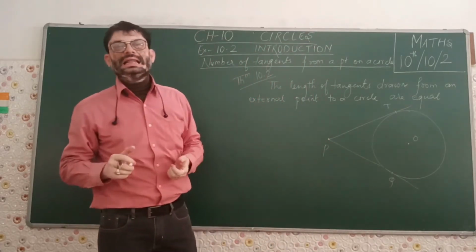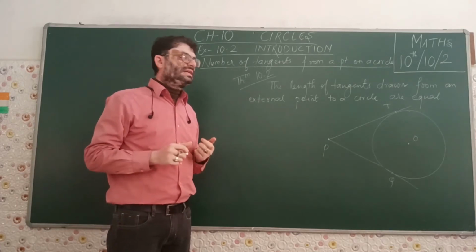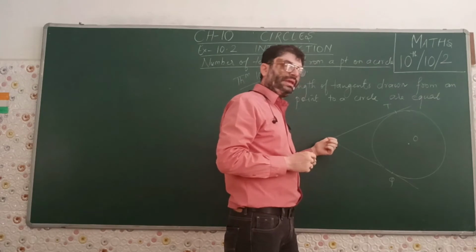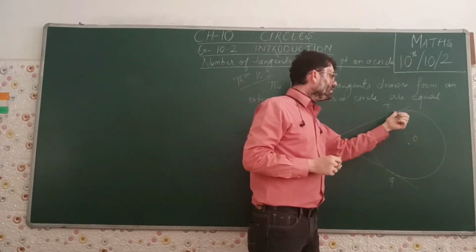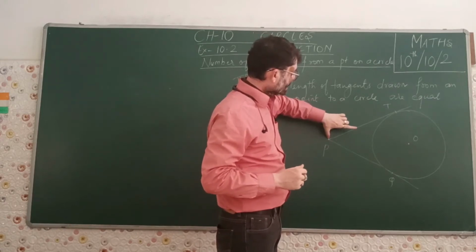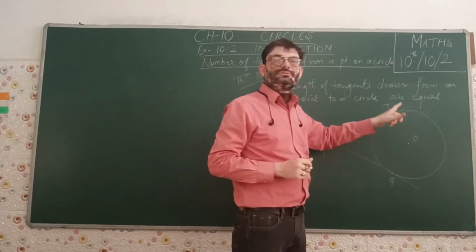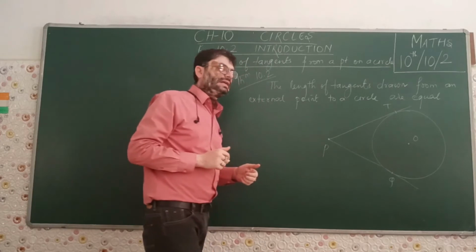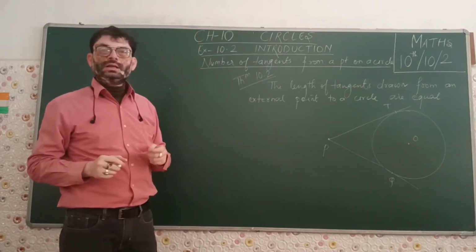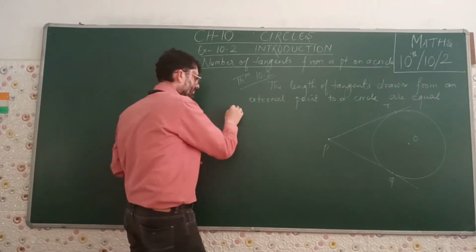What do you mean by the length of the tangent? The length of the tangent is the distance between the external point P and the point of contact Q, whatever you say. It is the distance between the external point till the point of contact. This is called length of the tangent, and we have to prove that both the tangents are of equal length. So let us prove it.